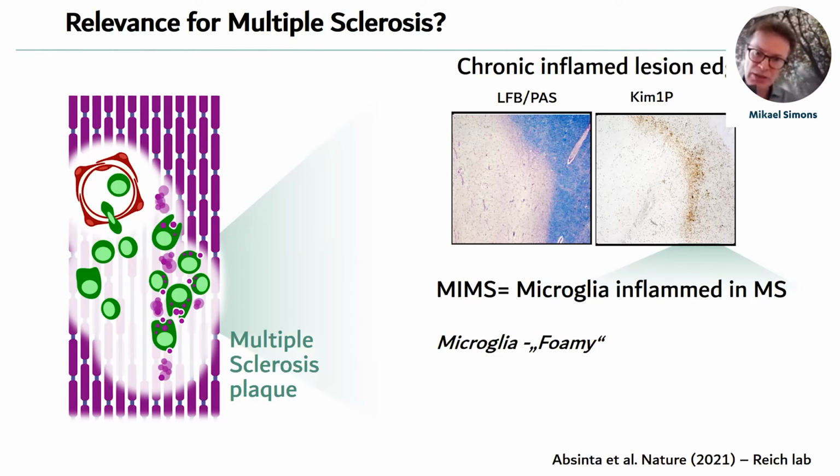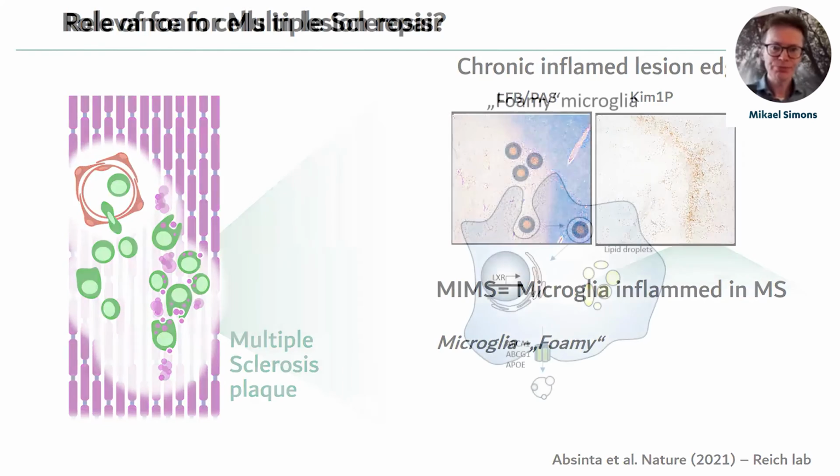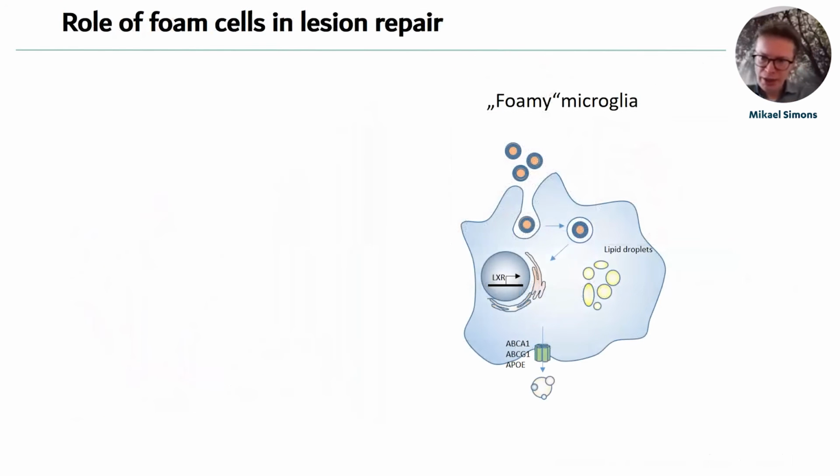So we think that this is, at the moment, the best evidence that there could be also in humans a problem of handling lipids in chronic active lesions. Now, so far, I've shown you that there are foamy microglia, and I've shown you a correlation. Higher number of foamy microglia leads to poor regeneration.